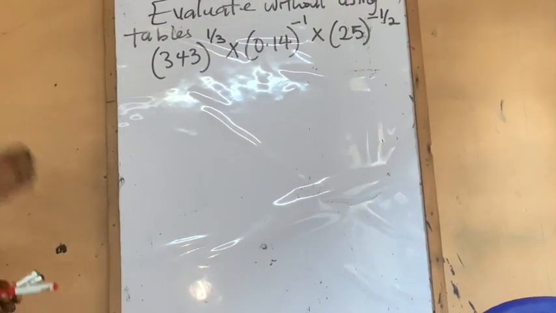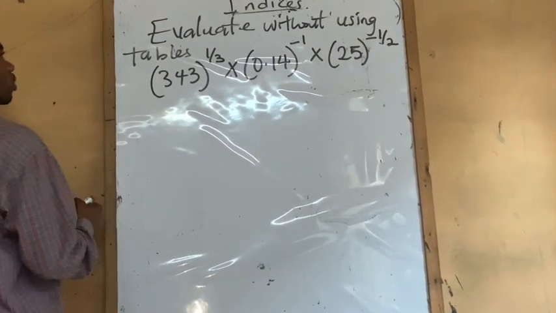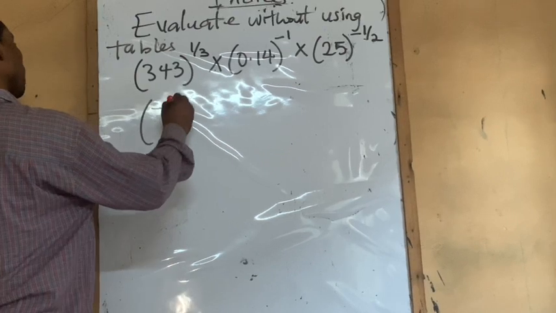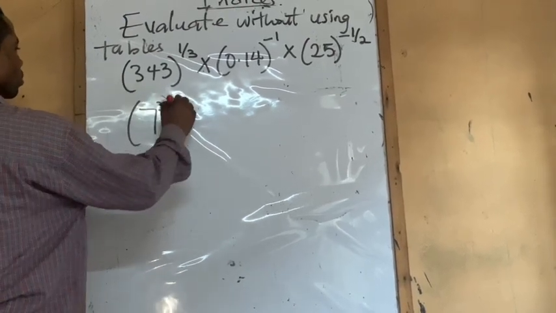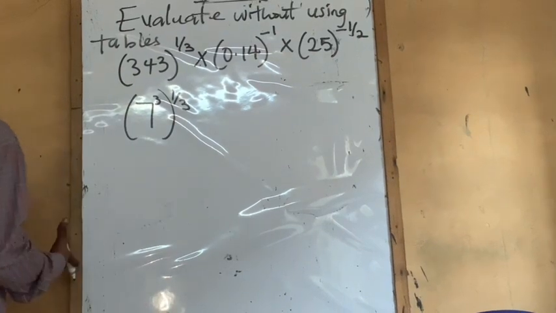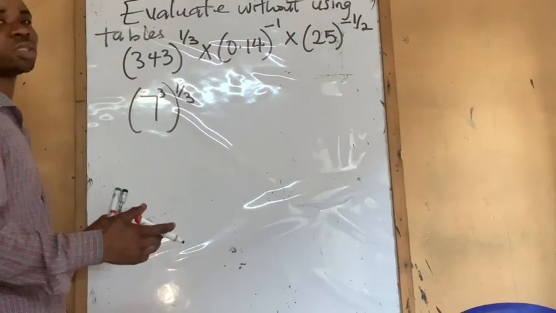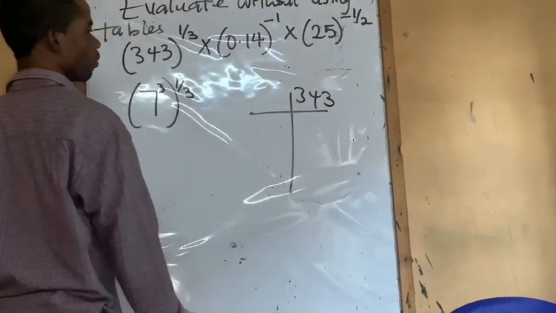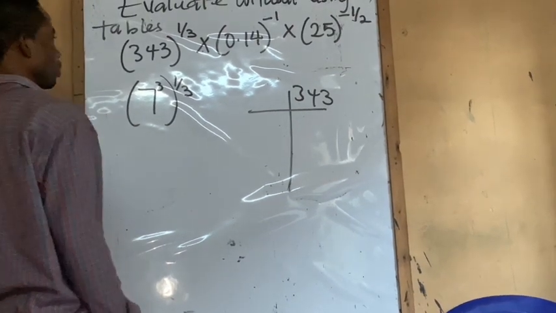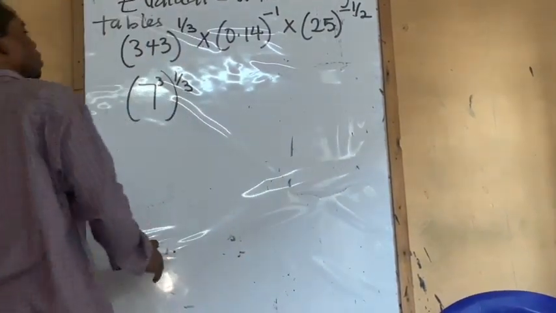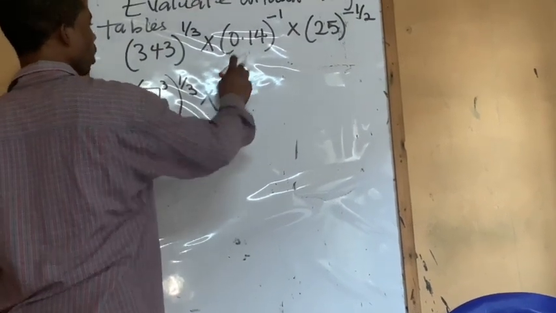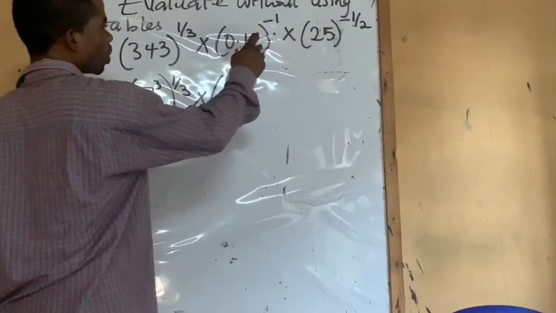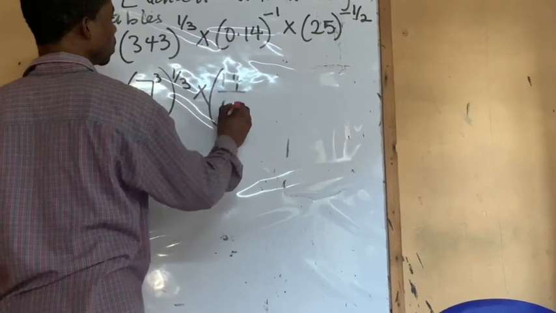Cool. Okay, now in this case, they say we should evaluate without using tables. 343 is usually 7 raised to power 3. I target this. And in case you are finding it hard to know the index, just be using this. So it will help you. I have to change this one to fractions for me to find it easier. You know, after the decimal point you have tenths, after tenths, hundredths. That is 14 over 100.